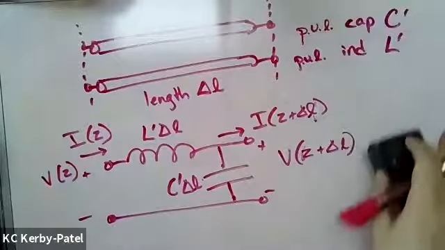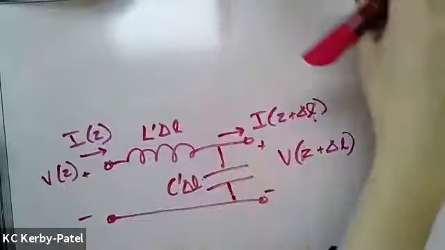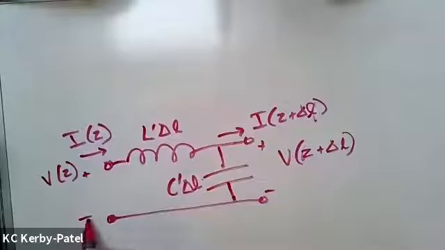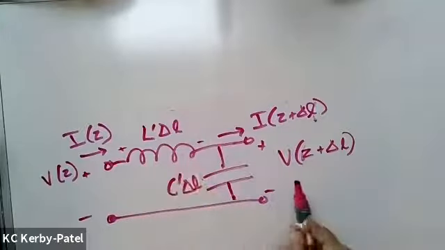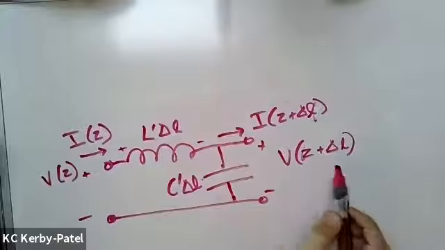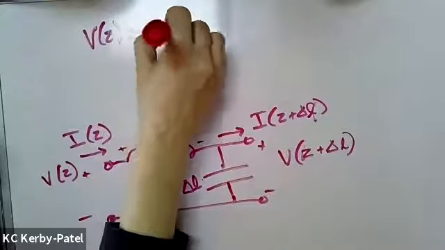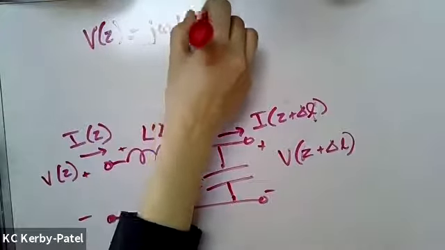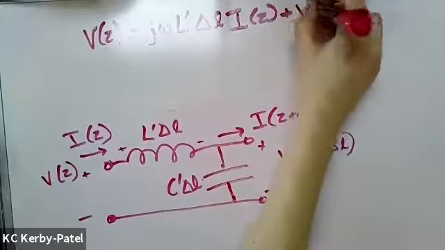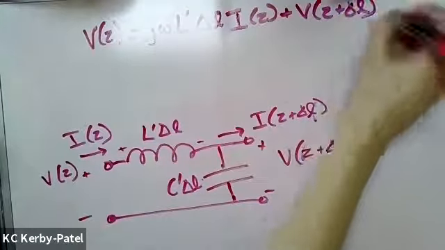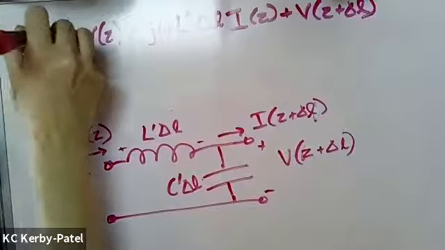Now, if I write down Kirchhoff's voltage law around this circuit, I have a voltage rise across V of Z. I have some voltage drop across the inductor, and then I have another voltage drop across V of Z plus delta L. So I can write that V of Z is equal to j omega L prime delta L I of Z plus V of Z plus delta L.